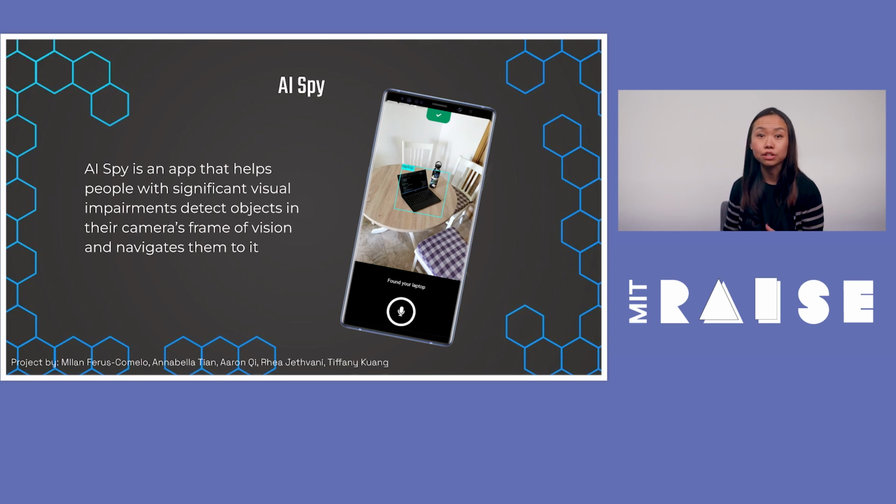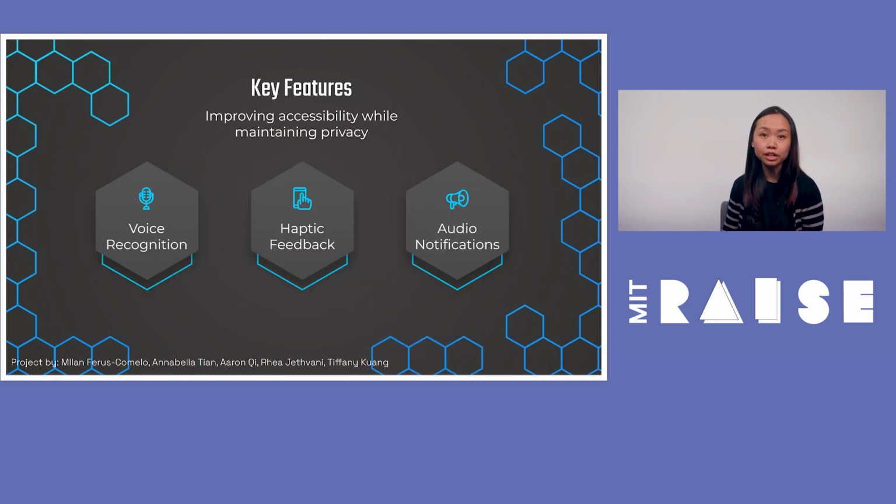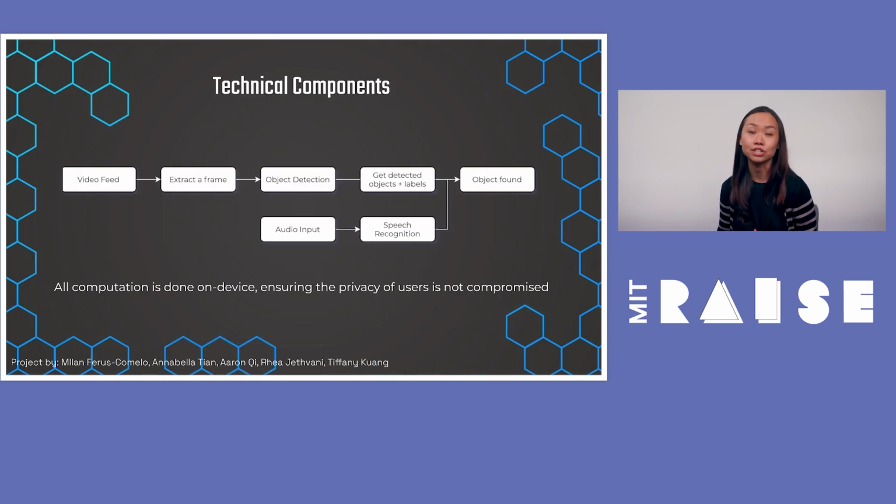And they also added a technical implementation slide. So here, they point out that their key features are to improve accessibility while maintaining privacy. So they added voice recognition, they added haptic feedback into their app, and they also added audio notifications in order to best meet the user needs. And they listed out their technical components and their technical architecture here. So this is a key part of the implementation of their project, which includes not just coding, but listing out the architecture of what they're building and then coding for that architecture.